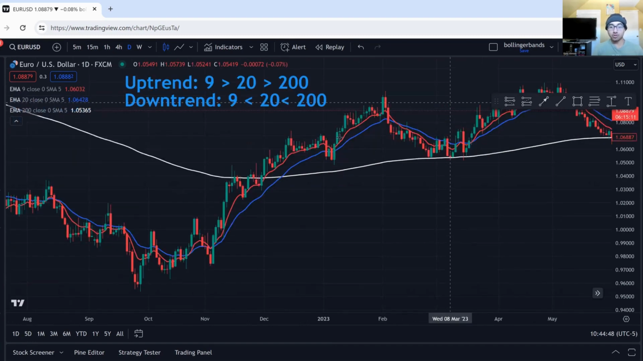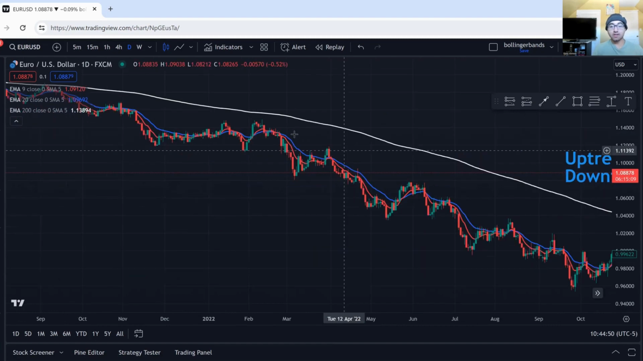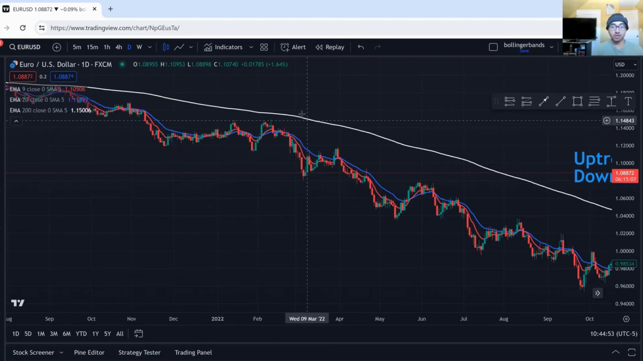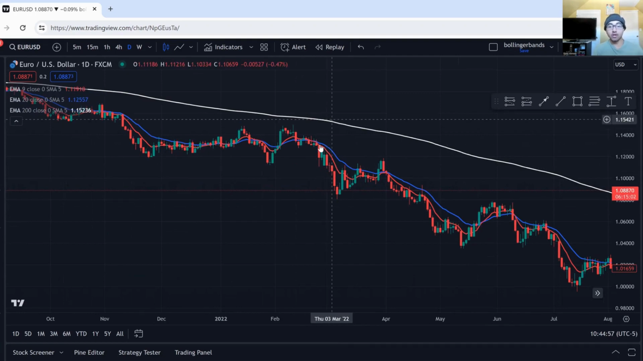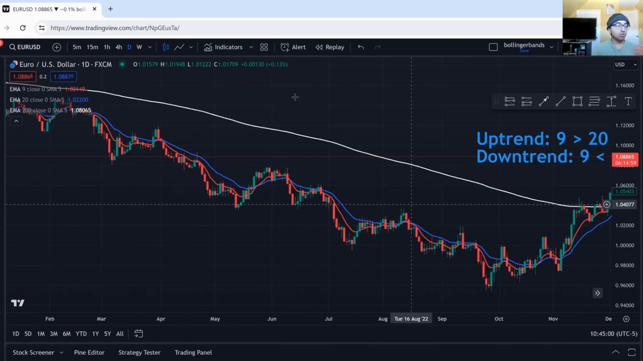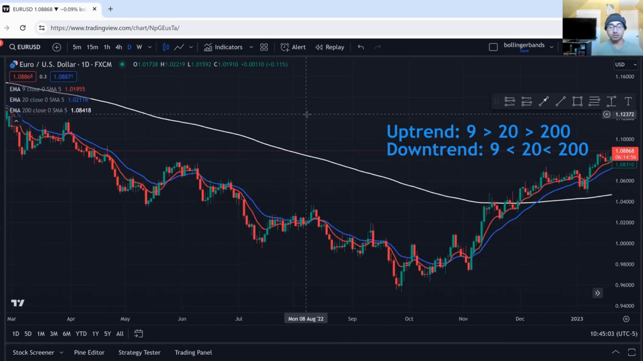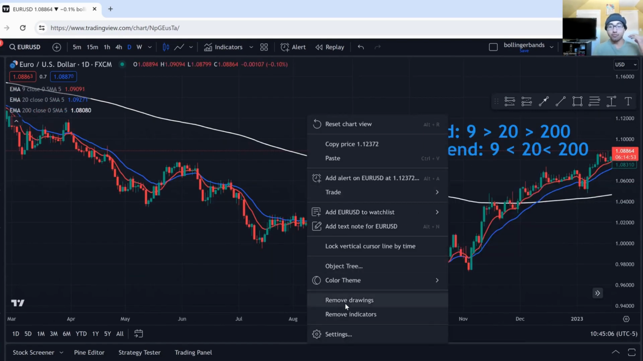All right, let's look at this in a downtrend. So in the downtrend, the 9 has to be less than the 20, which has to be less than the 200. Red has to be below the blue, and the blue has to be below the white. Do you see this here? What do you see? We catch this massive downtrend. So EMAs are really, really good, guys, for catching trends. Very, very good. And they're very objective.